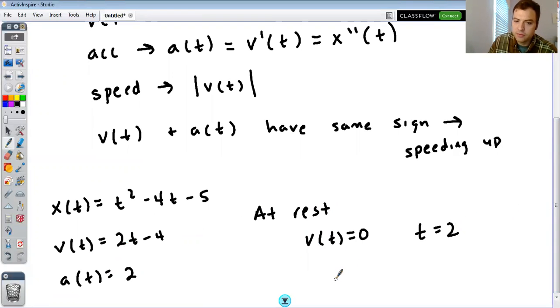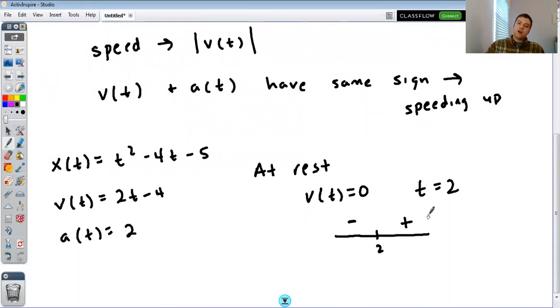And at that point, you can even determine, does it change direction by making a quick sign change chart. If I put a 2 right here and pick a point, maybe 1, and plug that into my velocity, we can see it's negative. If I pick a point over here, maybe 3, and I plug it into velocity, it's positive. So it's traveling to the left. Anywhere velocity is negative, it's traveling to the left. Anywhere velocity is positive, it's traveling to the right. We're in the positive direction.